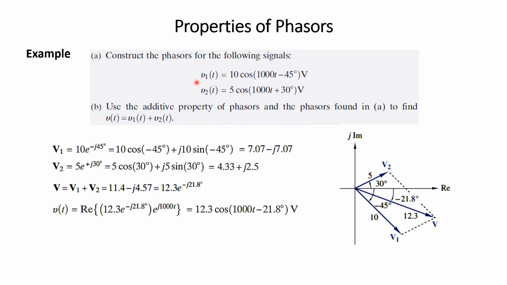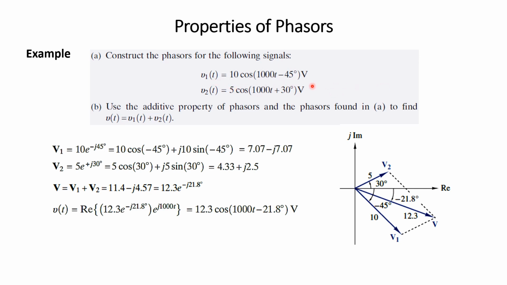It's a simple example of how we add these two voltages. Voltages are represented in the time domain. Note that we can directly add V1 and V2 if we represent V1 as 10 cosine 1000t cosine 45 degree plus 10 sine 1000t sine 45 degree, and then similarly for V2. Then we add the sine term with the sine term and the cosine term with the cosine term, and we have the sum V1 plus V2.